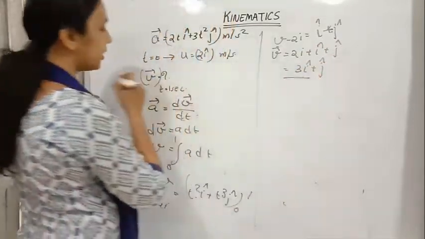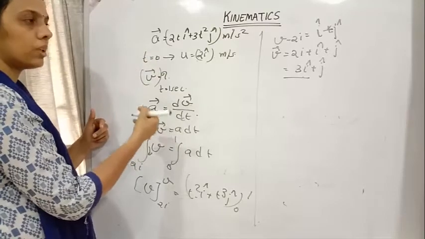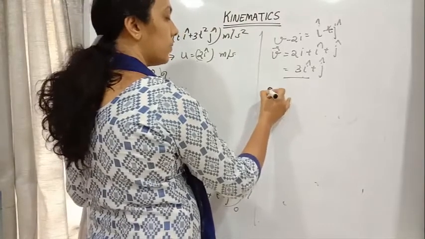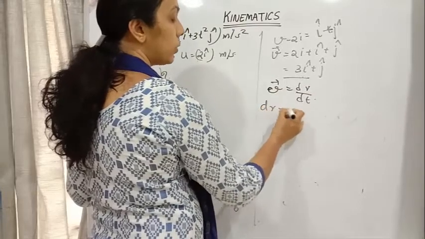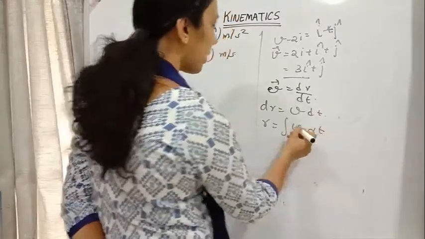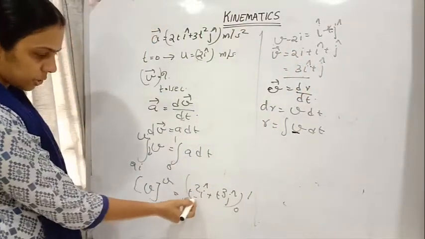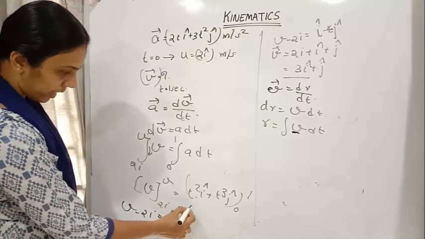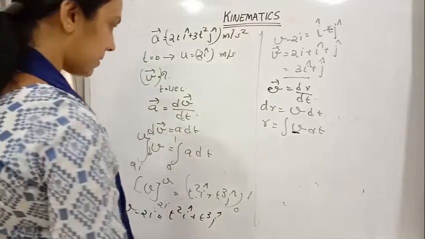The same way we can find out the displacement also. See, if we know the acceleration or velocity, since we know the velocity, how can we find out the displacement? Displacement dr, v equals dr by dt, right? Therefore dr will be equal to v dt, so r is equal to integral v dt. For finding v here, we substituted 1, right? Before substituting t equals 1, we get v minus 2i equal to t square I cap plus t cube j cap. So what is v here? 2i plus t square I cap plus t cube j cap.